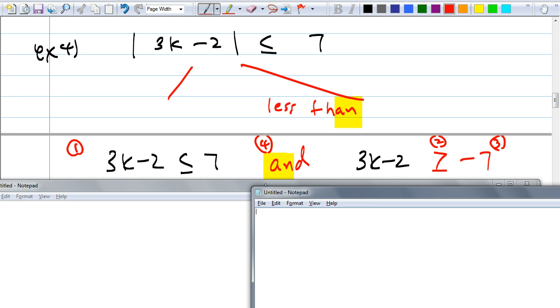Yeah, Judy? So if it's greater than or equal to, would it be "or"? Yes, if you had the greater than or equal to symbol, if you have the absolute value by itself, very good. If you had greater than or equal to, or just greater than, you don't have to have this equal to sign. If you have a greater than symbol or less than symbol: if you have less than, it's "and". If you have greater than, it's "or".